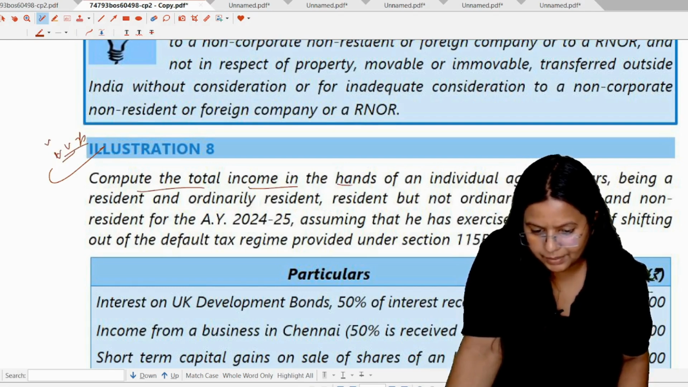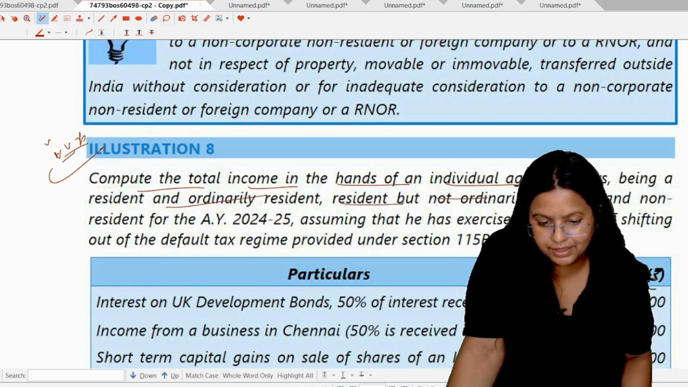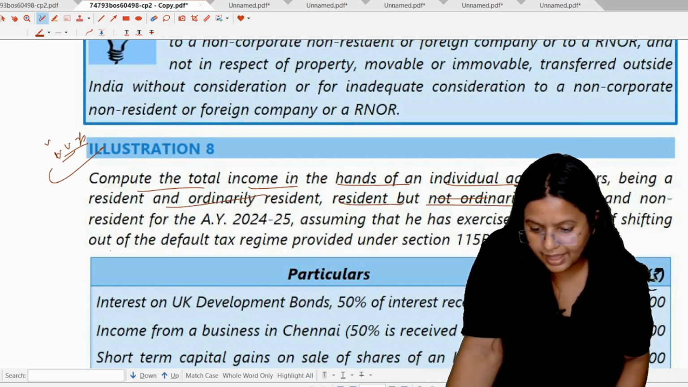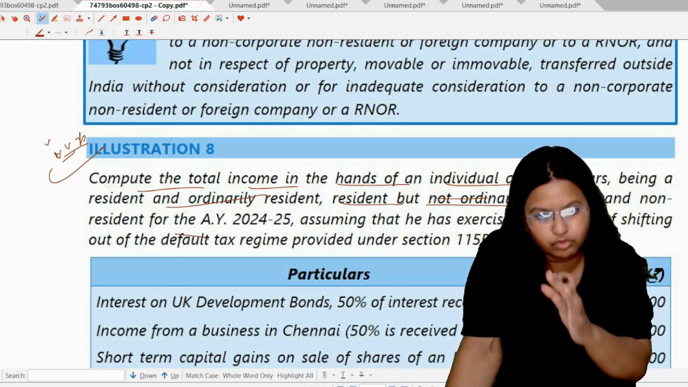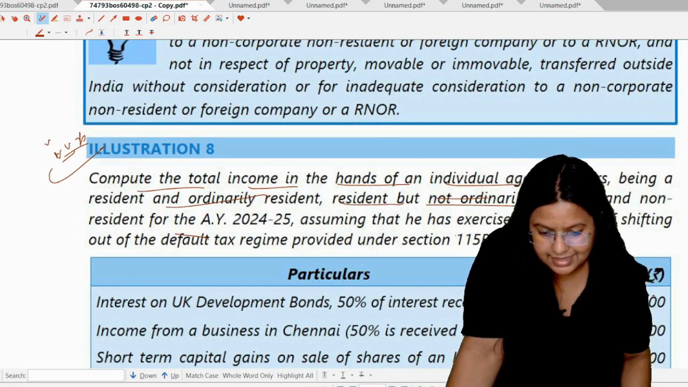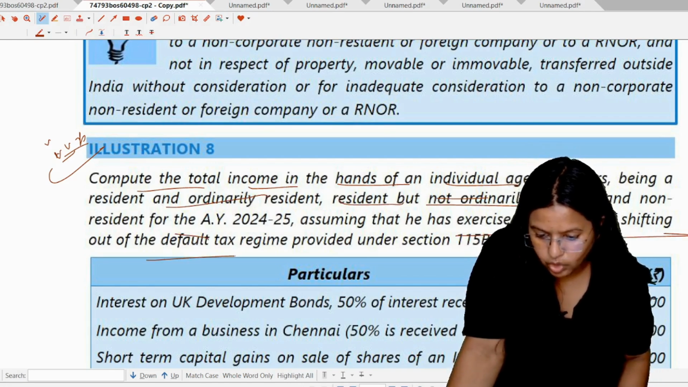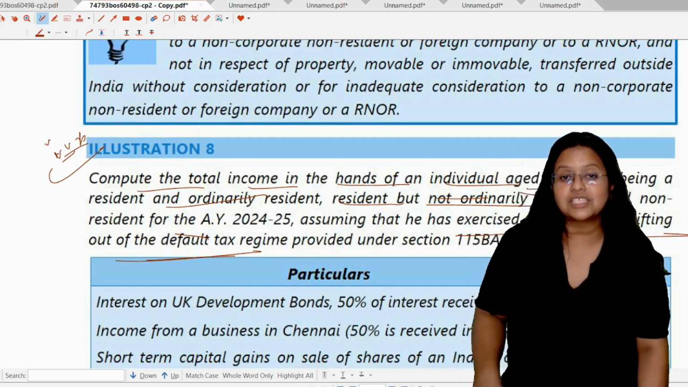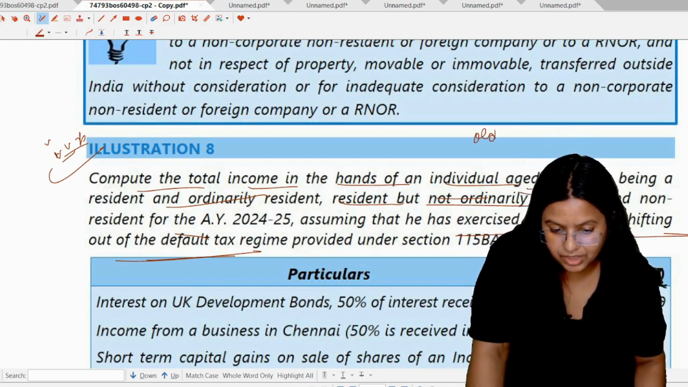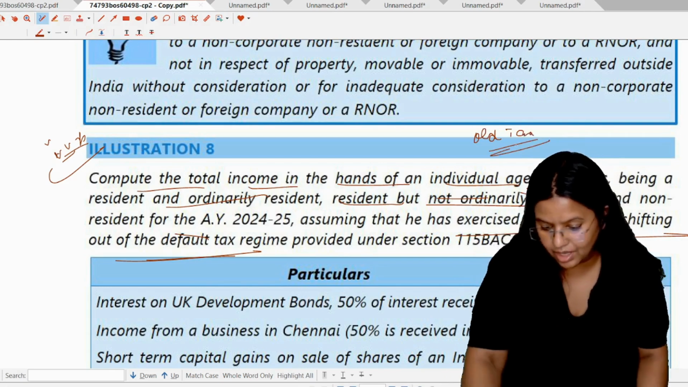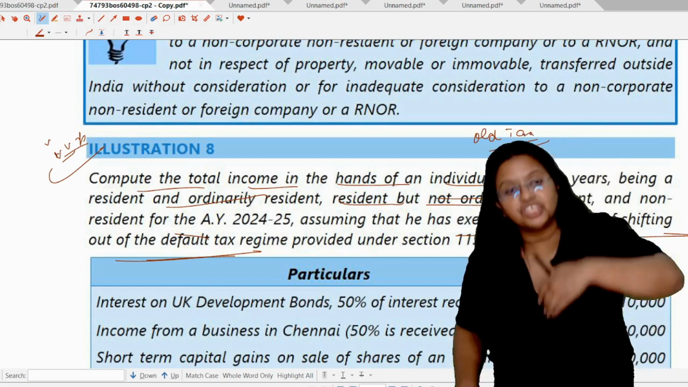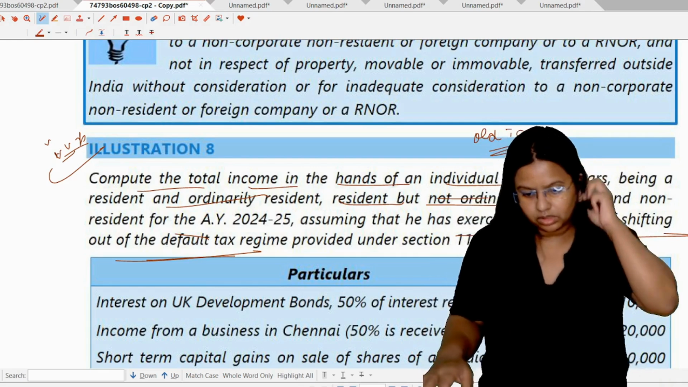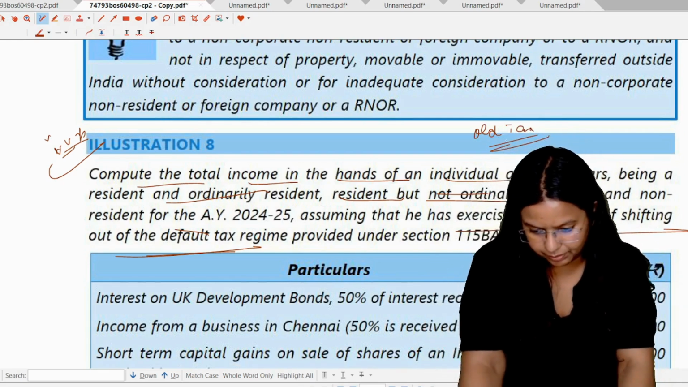Compute the total income in the hands of an individual, aged 35 years, being a resident and ordinarily resident, resident but not ordinarily resident, and NR for the assessment year 24-25, assuming he has exercised the option of shifting out of the default tax regime. It means he has exercised the option for the old tax regime, because the default one is the new one now. So he is considering the old tax regime.